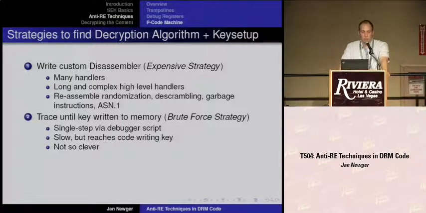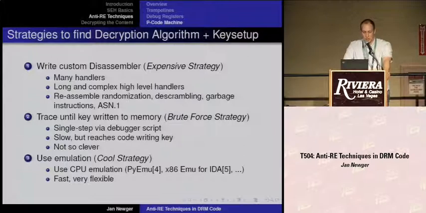Another strategy, which I would call the brute force strategy, would be to just let the debugger single step via a debugger script until the key is actually written to memory. This is pretty slow because single stepping is a pretty expensive operation, since you have so many context switches. But on the other hand, you will definitely reach the code which writes the key to memory. But it's not so cool because it doesn't seem to be very clever.